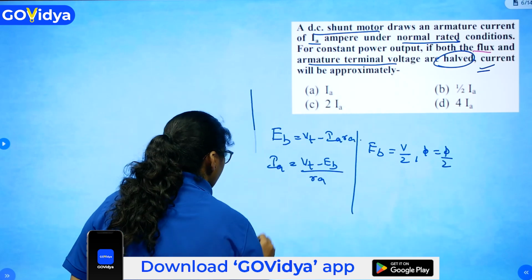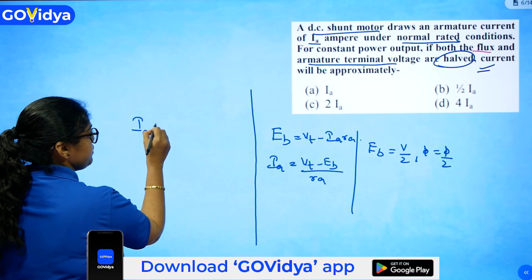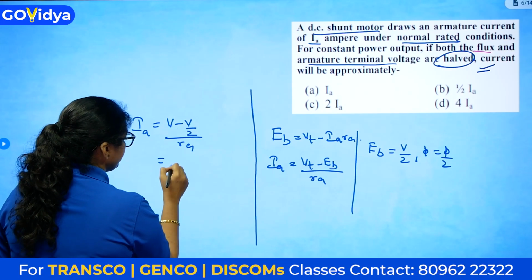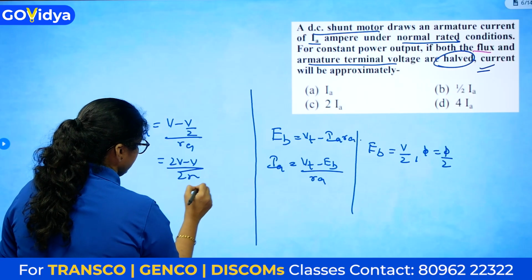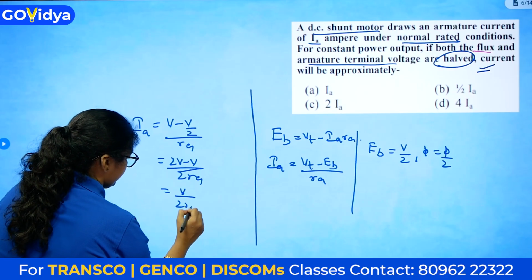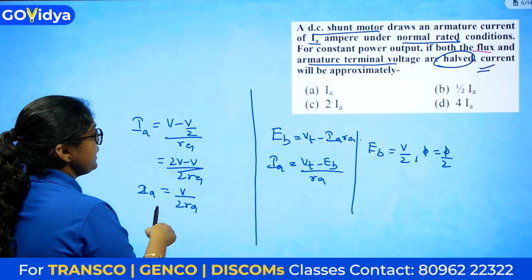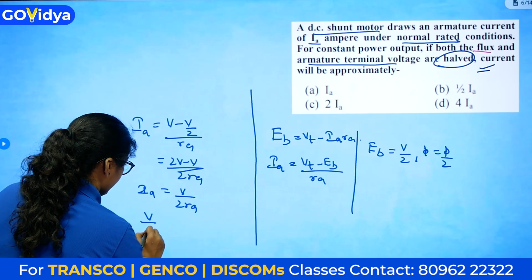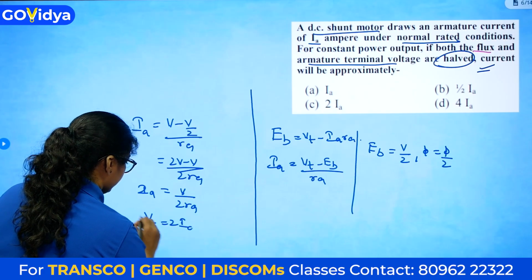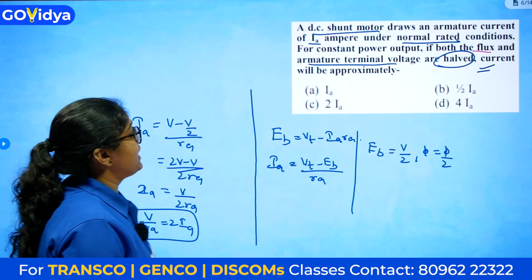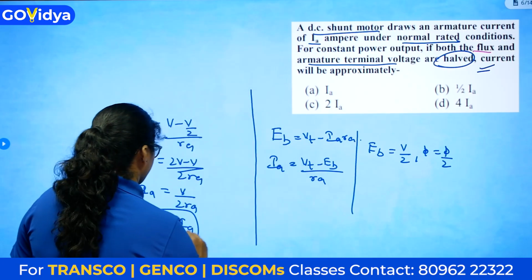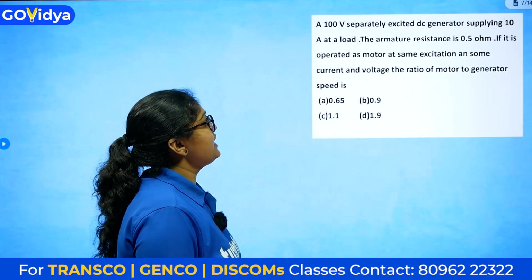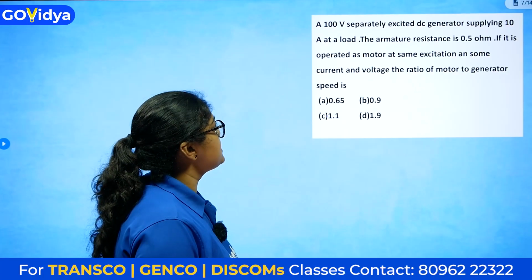Let's substitute in the armature current value, we will get IA is equal to V minus V by 2 by RA, which is nothing but 2V minus V by 2RA. So we will get V by 2RA. IA is equal to V by 2RA. So V by RA is nothing but, can I write V by RA is equal to 2 into IA. So the current will be approximately 2 into IA. So the option C matches. Clear?